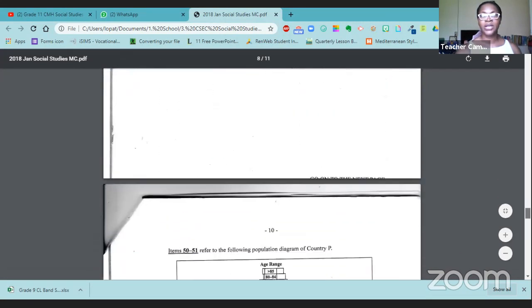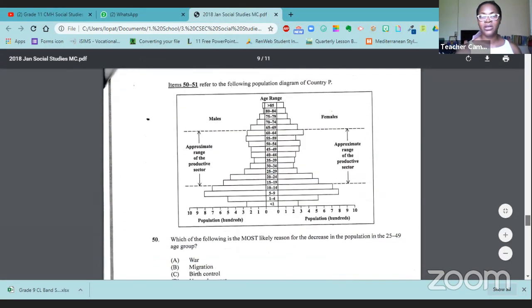So you see, students, as we go through these papers, we should not be making the same mistakes twice, thrice, or the fourth time, because we do see where questions are repeated. And once you understand the reasoning for that question and have the background knowledge for it, then even if you get it wrong the first time, you shouldn't get it wrong the second, third, and fourth time. 50 to 51 refers to this diagram on the screen.